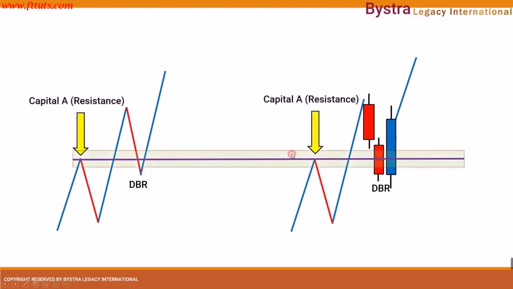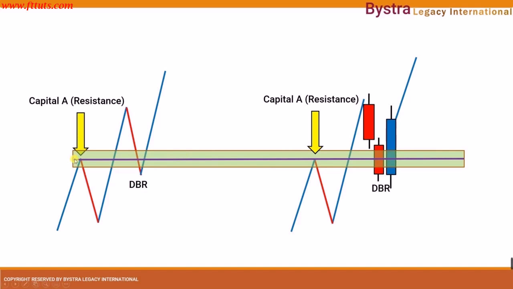Next, we mark the zone. So this zone, like I said earlier, we just mark it. Why? So that it is easy to identify. There is no specification how you want to mark the zone. In this case, I'm just going to mark a zone so that it's easy for me to identify when the price comes into this area. So the next thing, what should we do?